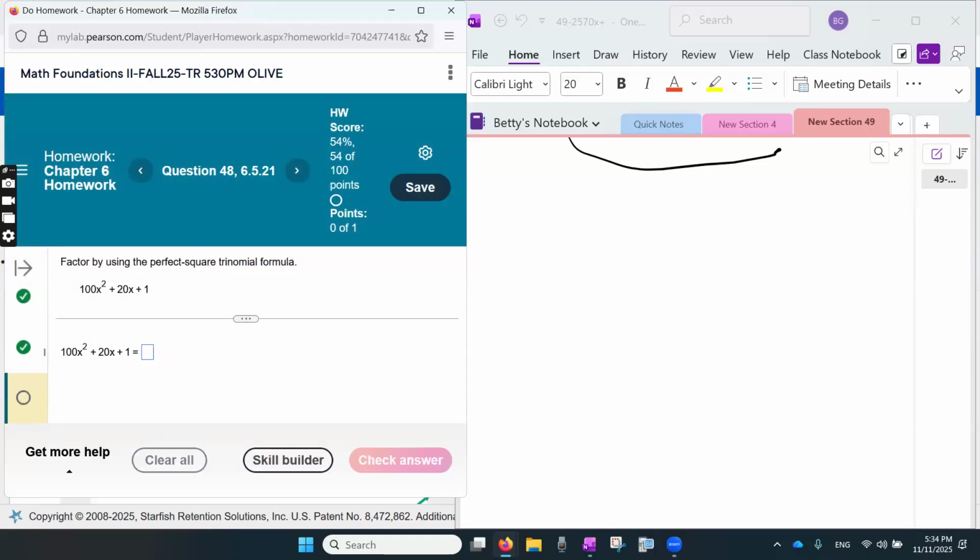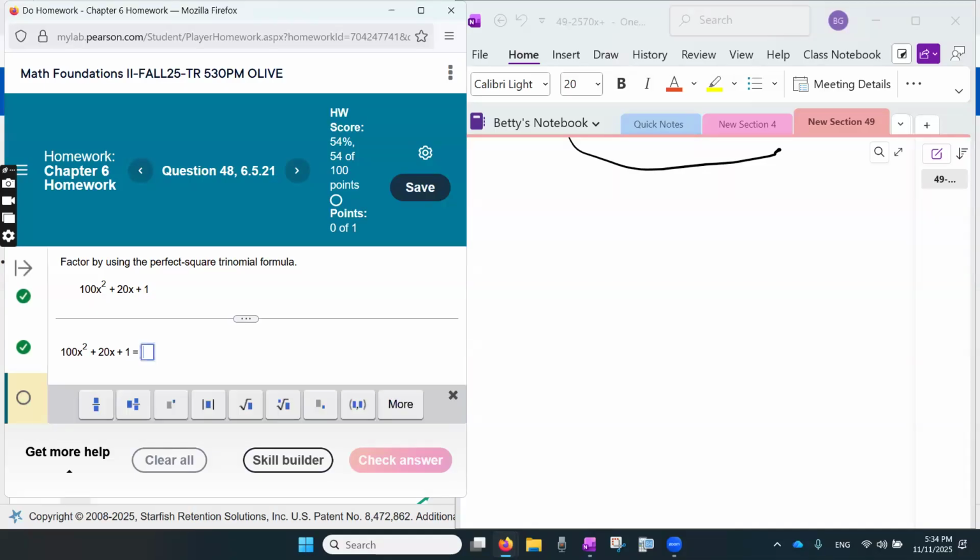Question number 48, factor by using the perfect square trinomial formula. When the question says so, that means the given trinomial is a perfect square trinomial. That means we only need to find the two bases, right? 100 is 10 squared. So the first term in the trinomial is a square of 10x. The first base is 10x. The second base is 1.